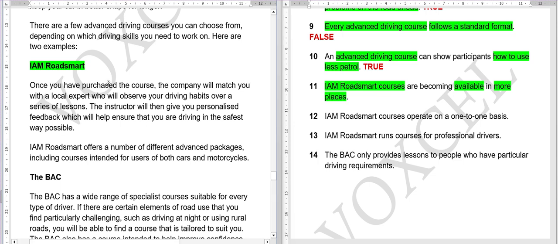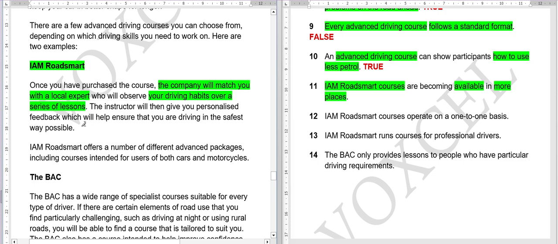So once you have purchased this particular course, the company will match you with a local expert. So the company will hire a local person for you, and that person will watch closely all your driving habits over a series of lessons, like over different days, over a few days. That person will observe your driving habits.